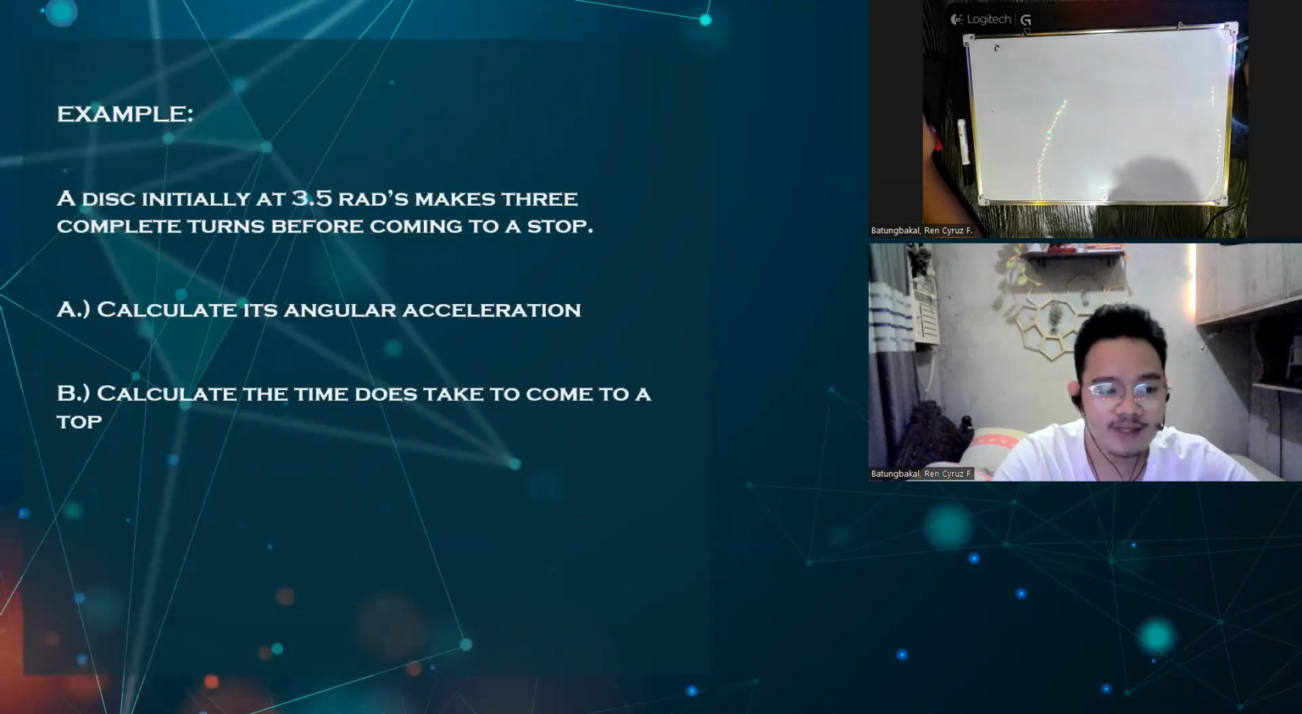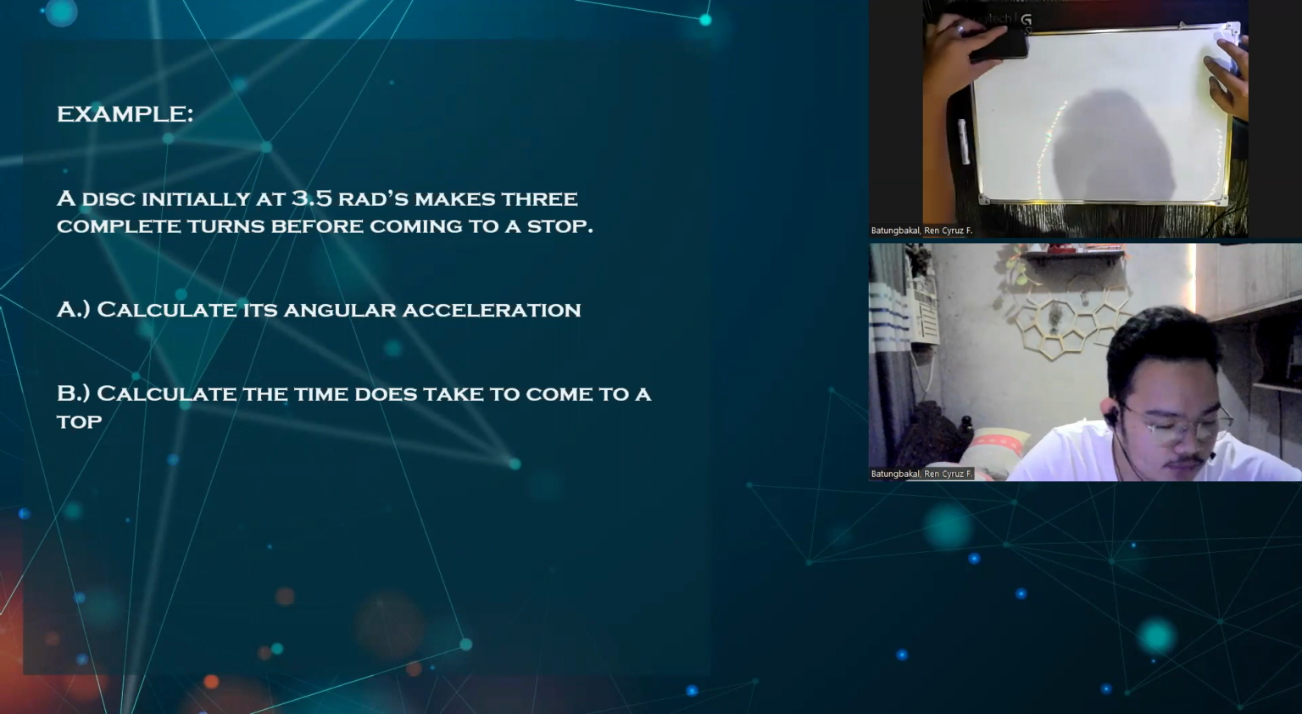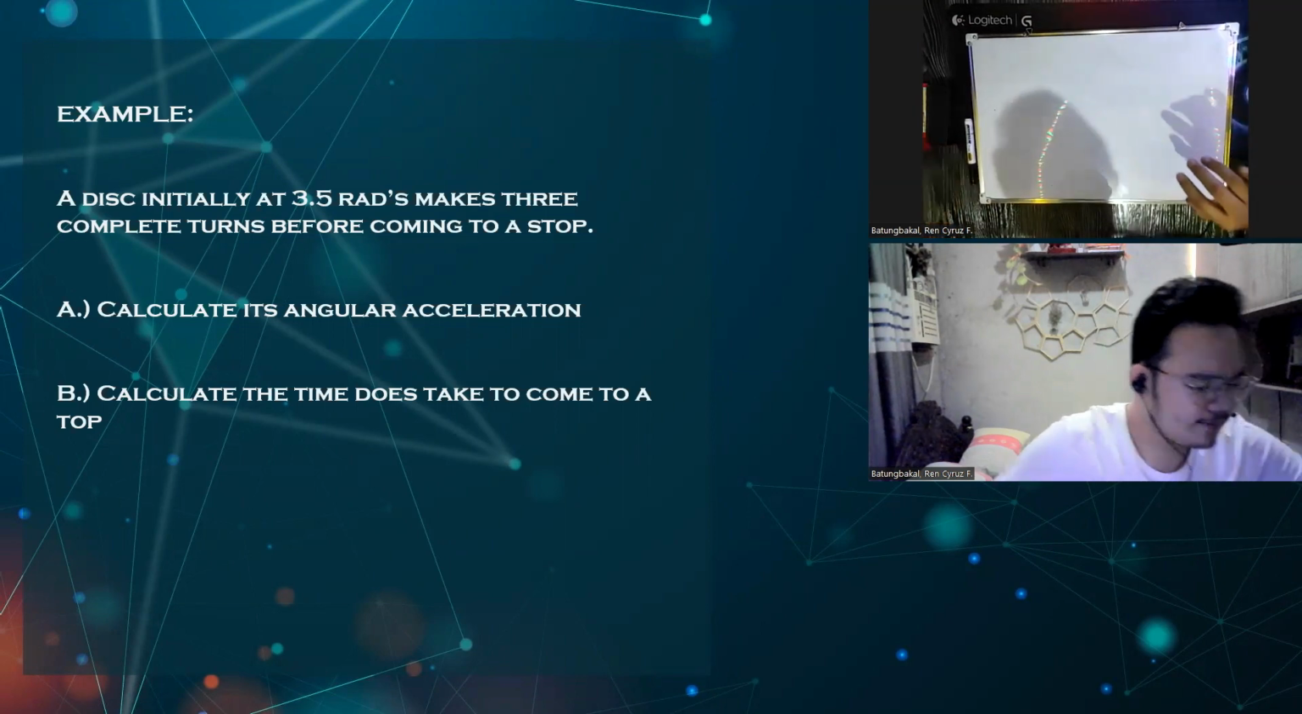In this example, a disc initially at 3.5 rad/s makes 3 complete turns before coming to a stop. A. Calculate its angular acceleration, and B. Calculate the time it takes to come to a stop. So, lagay lang natin.